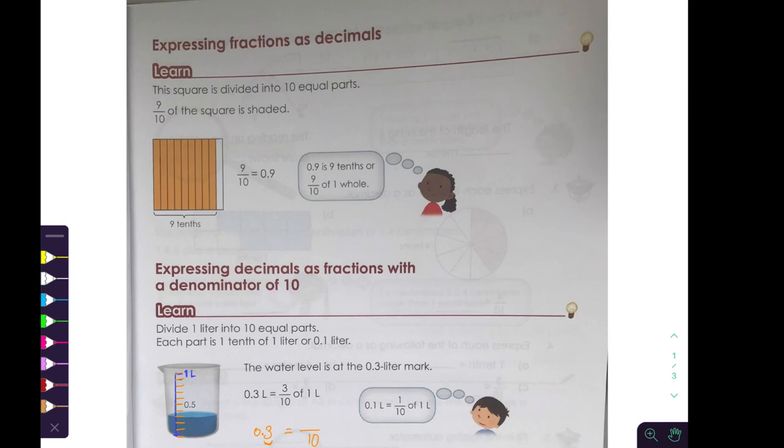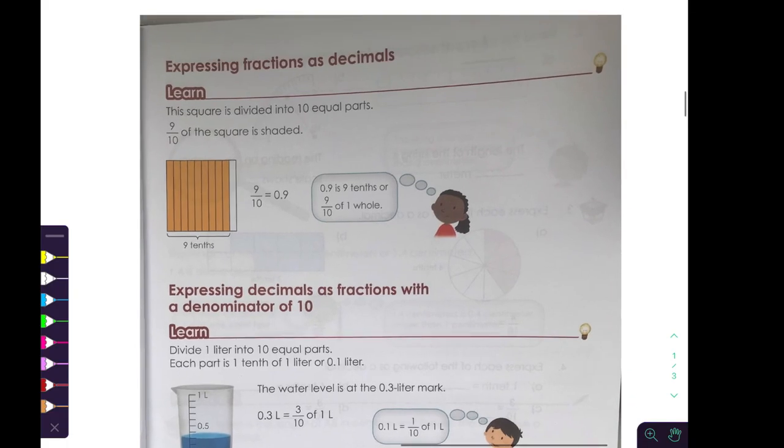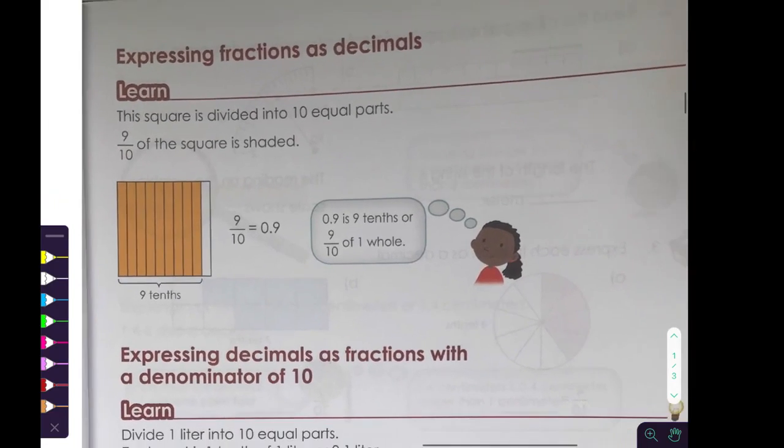Expressing fractions as decimals. So this is another part that I want to teach you in the next page. Let's take a look. Expressing fractions as decimals. This square is divided into 10 equal parts. So we have this square. As you can see, this is the square that we have.